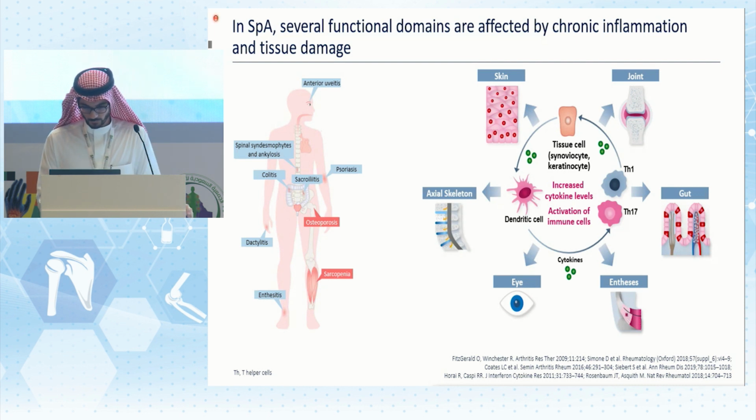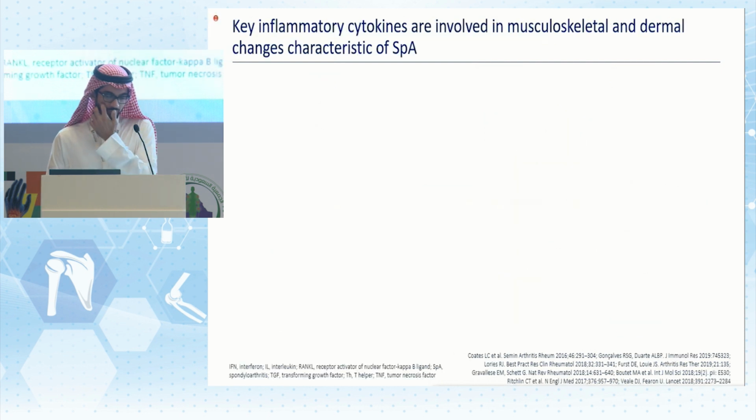I'll skip this. This is more of a clinical slide. So what are the key inflammatory cytokines that are involved in the musculoskeletal and dermal changes?